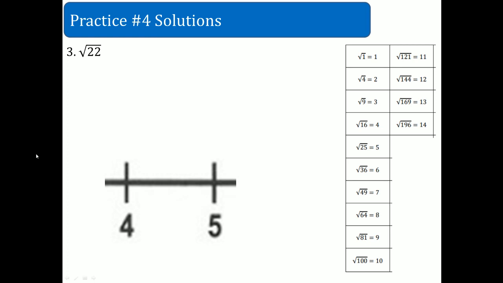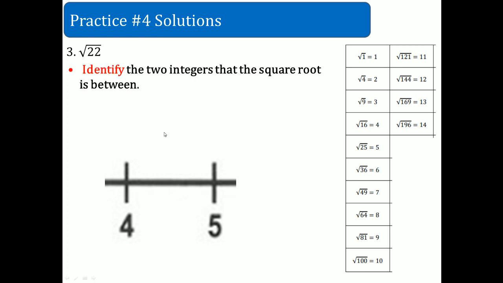Number 3. The square root of 22. You're going to identify the two integers that the square root is in between. It is less than the square root of 25, but greater than the square root of 16. What is the square root of 16? 4. What is the square root of 25? It's 5.